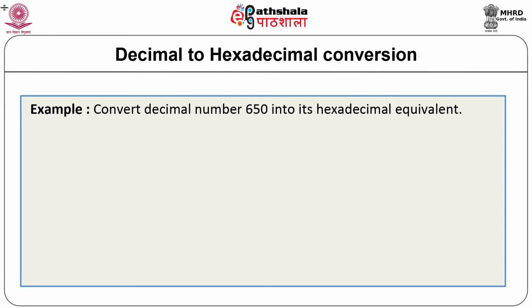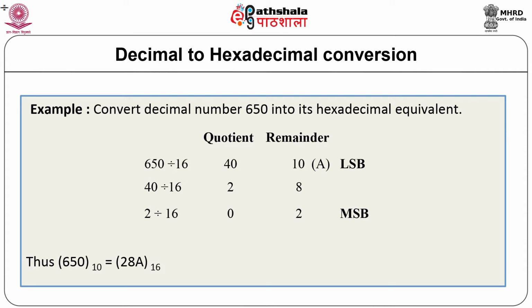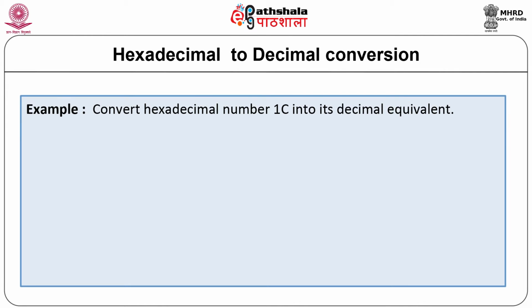Next conversion process is decimal to hexadecimal and hexadecimal to decimal. Decimal to hexadecimal conversion can be obtained using the standard double-dabble method. The integer part is converted with repetitive division by base 16 and multiplied by 16 for fractions. Repeated division provides the required conversion. Thus, 650 in decimal is equal to 28A in hexadecimal.